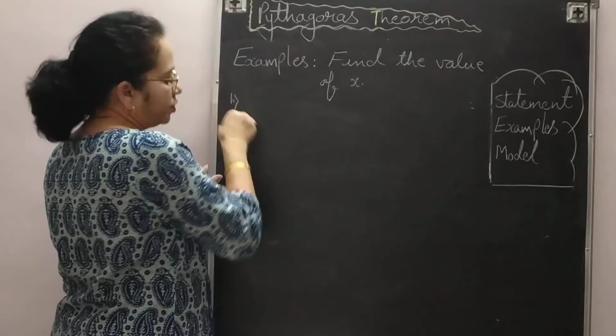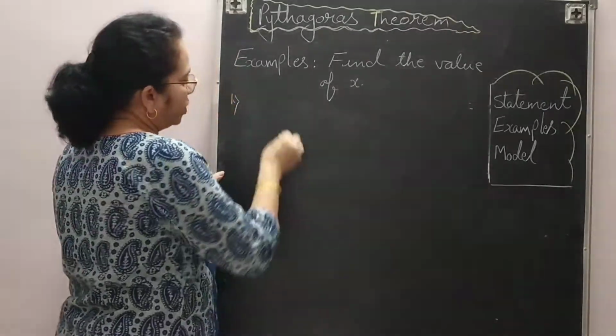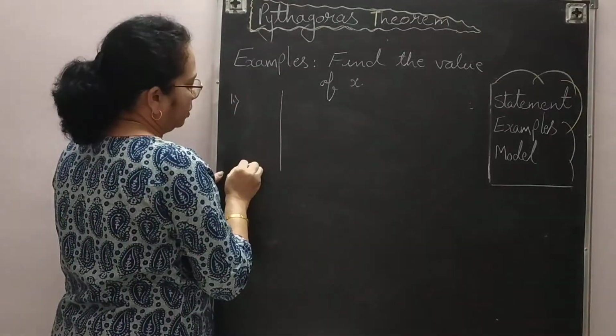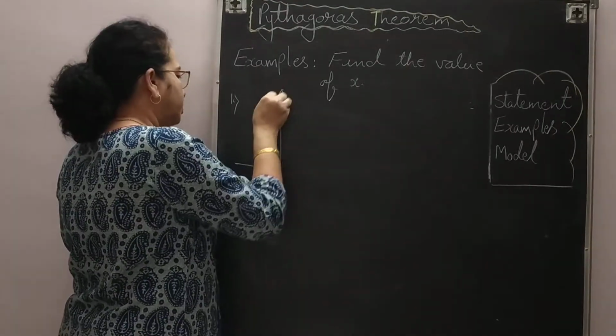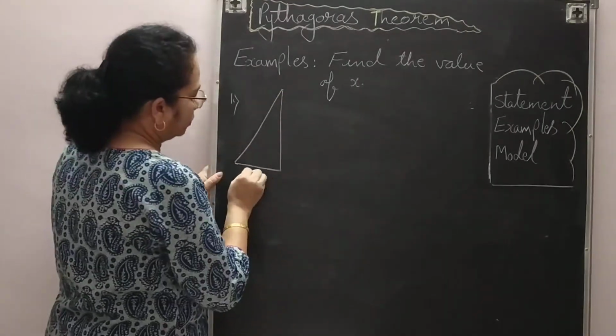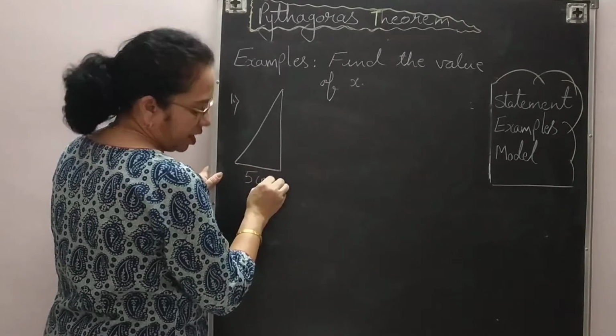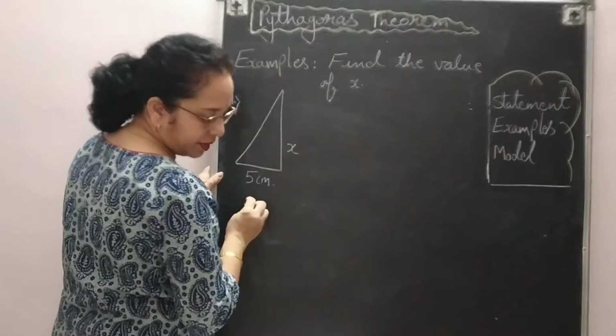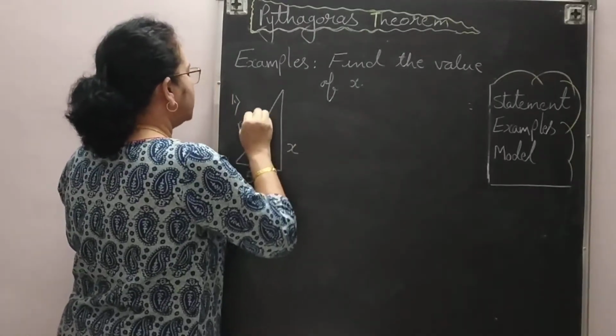The lettered side. It's side, not angle. So let me draw the first figure here. First figure. This is your triangle. This length is given 5 centimeter. This is x and this is your 13 centimeter.